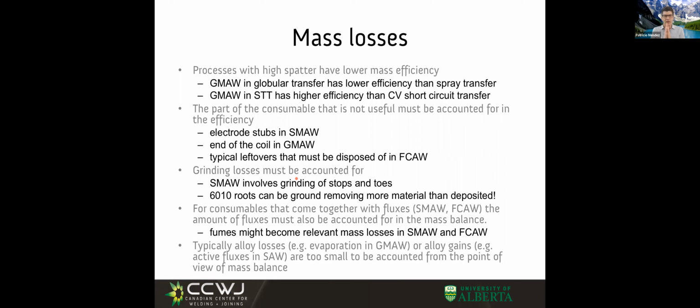Okay, I was talking about grinding. So 6010 roots have these very big undercuts at the toe of the weld. It is a root pass, so we still have the whole groove out there, and those are ground out. And I'm going to share with you some really fun facts about grinding out 6010 roots.